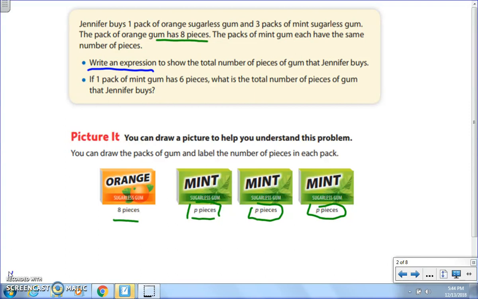So we're going to talk about that in a second, but really what we have is 4 different things that we're adding up. We're having 8 pieces here, plus however many pieces are in there, plus however many pieces are in there, and how many pieces are in the last one. And the reason we're going to do that, and we can use P for each of these unknown numbers, is because we're assuming that each pack of mint gum is the same amount. Now there's a better way to write 8 plus P plus P plus P, but I think we're going to talk about that in just a second.